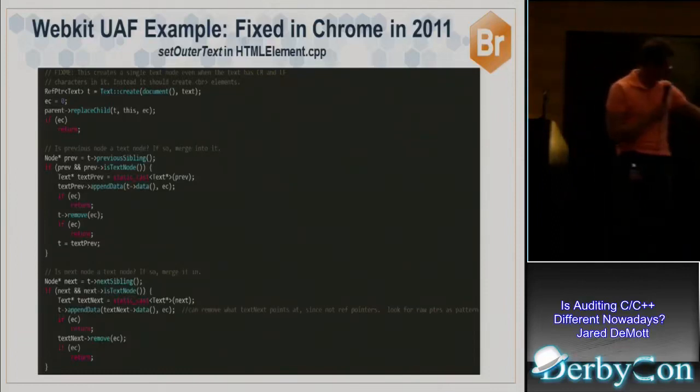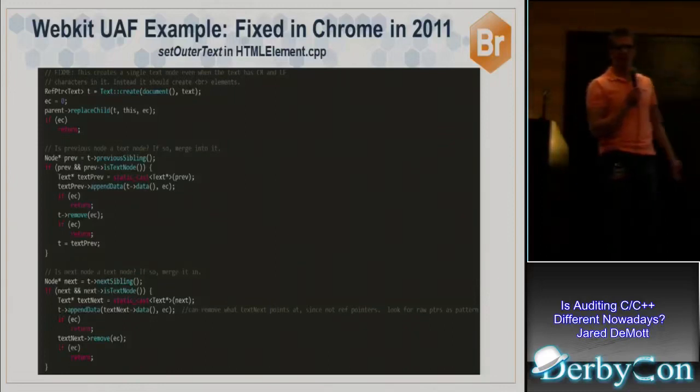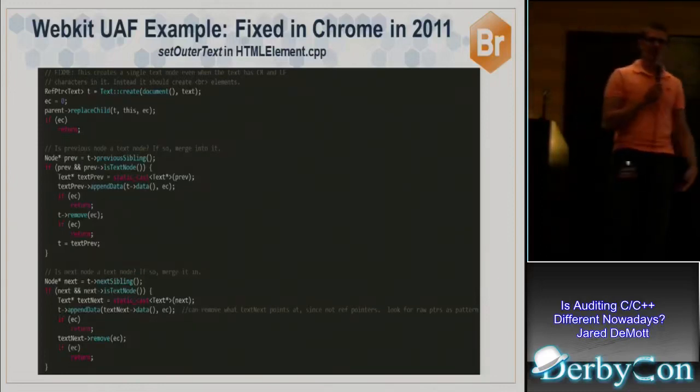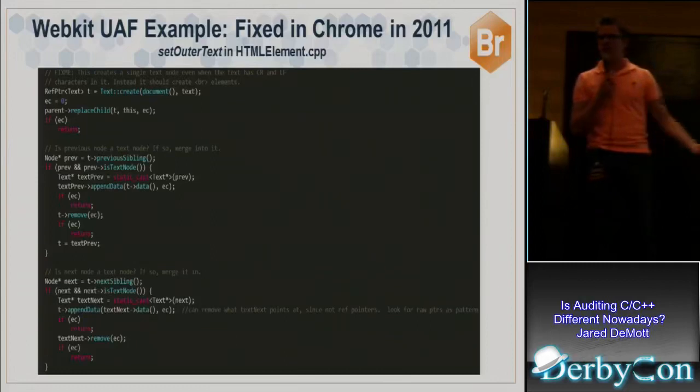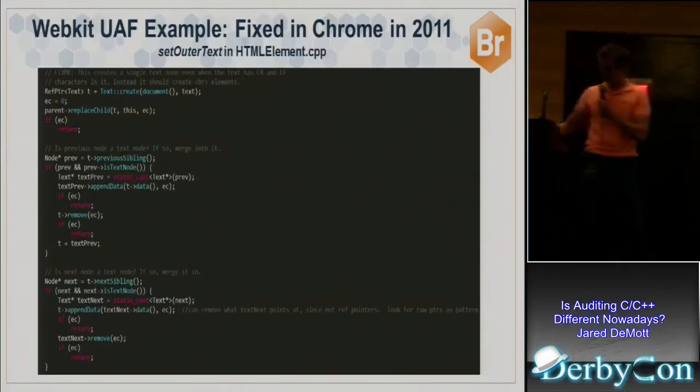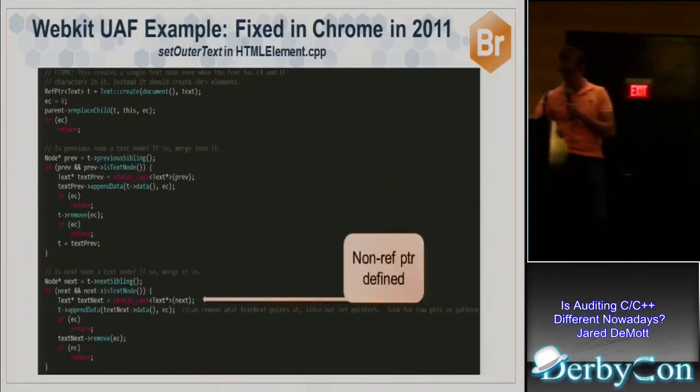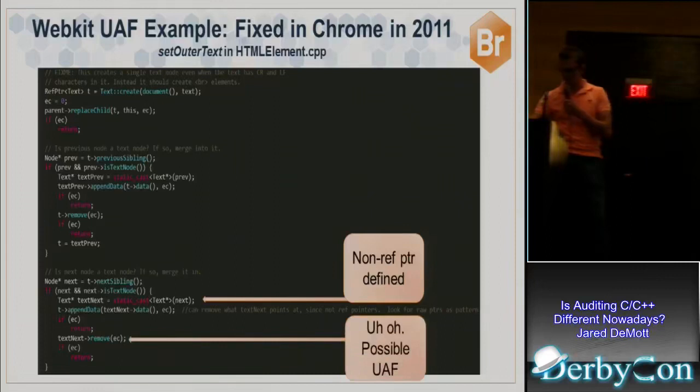And then next you see textNext is removed right here. It doesn't matter if it was removed or added or whatever. The fact is you're doing a use after free. You're calling some function pointer when that object may no longer be pointing to what you think is there. It could be attacker controlled data at this point, right? So that's kind of where the naughtiness takes place. So a non-reference pointer defined, that could be bad.